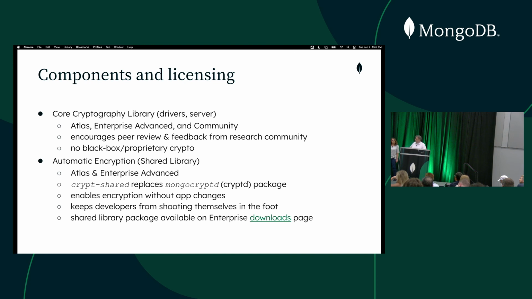We're also having some parallel efforts done, which we'll have more to say about soon, in terms of independent review, and we can share that with you shortly. Automatic encryption is an Atlas or Enterprise Advanced feature only. This shared library, called the shared library, is available now for evaluation. Again, it enables encryption without significant app changes. It keeps developers from shooting themselves in the foot. This shared library package is on the Enterprise Downloads page.